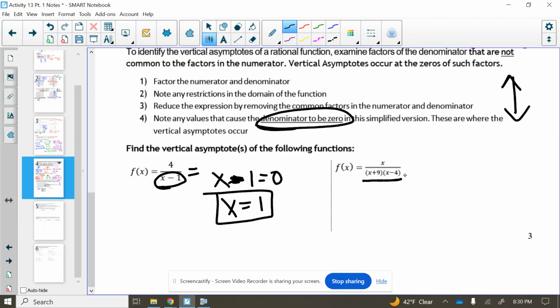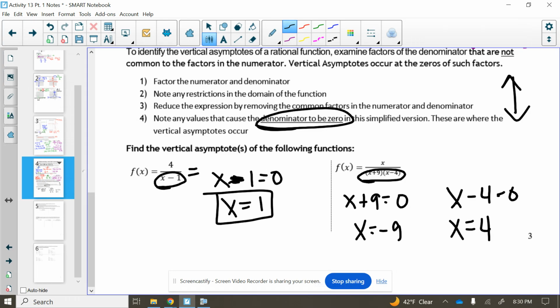In the second one, we have 2 pieces that could be set equal to 0 from the denominator. x plus 9 equals 0. So x equals negative 9 would be a vertical asymptote. And then x minus 4 equals 0. So x equals 4 would also be a vertical asymptote.